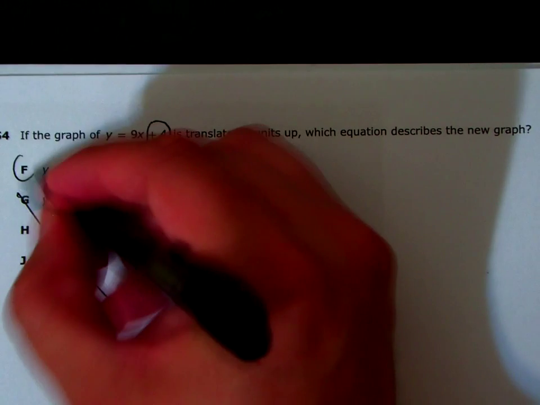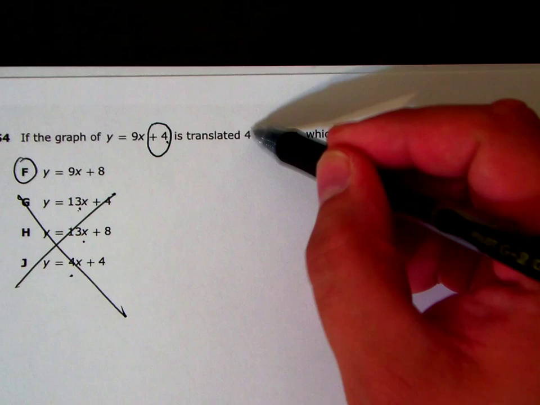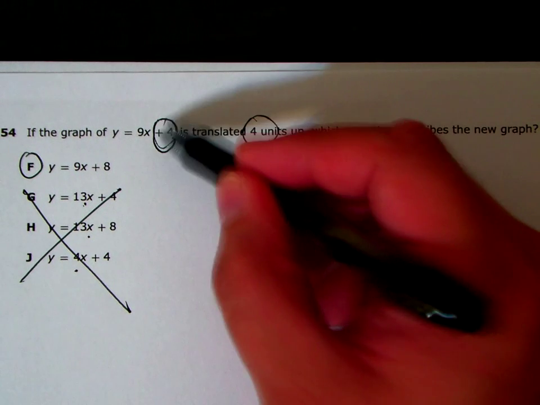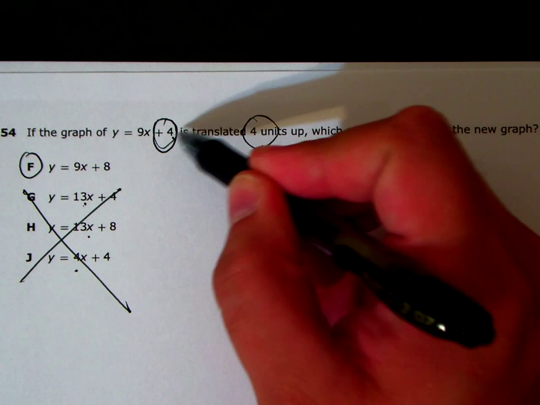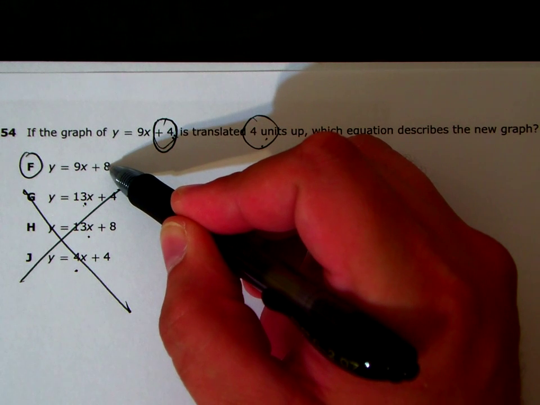So it's F. Like I told you, they're not trying to be too tough on you. Okay? So if it's 4 and you translate up, that means the y-intercept is no longer 4. It's what? 4 plus 4. Which is what? 8. Okay?